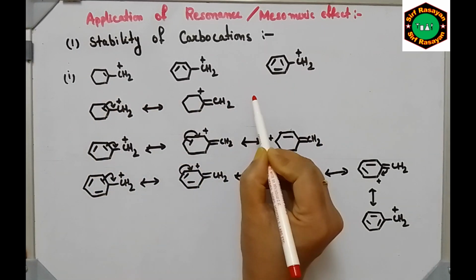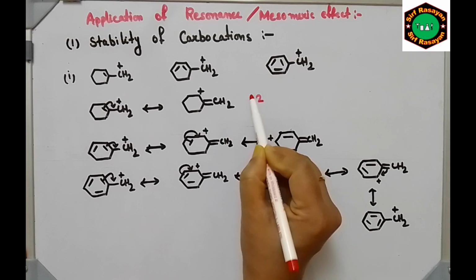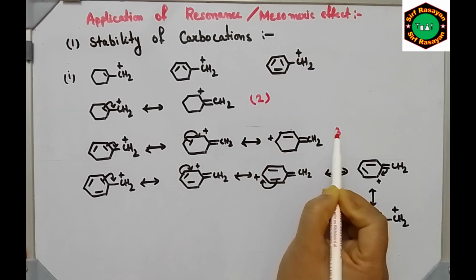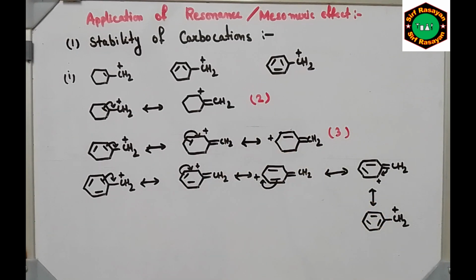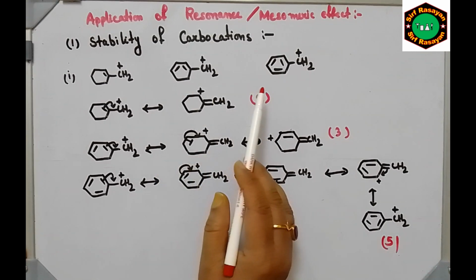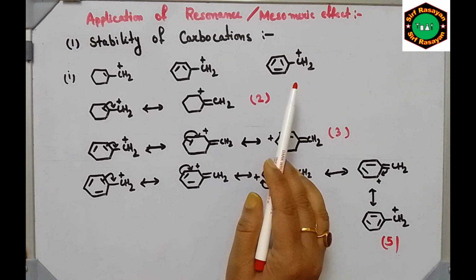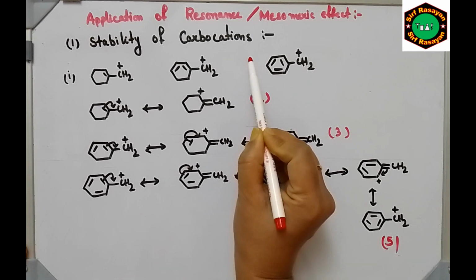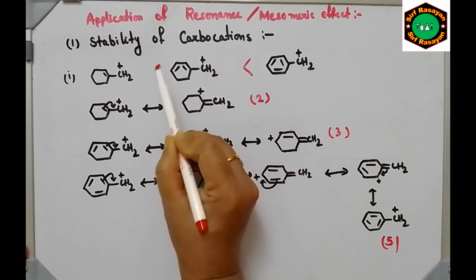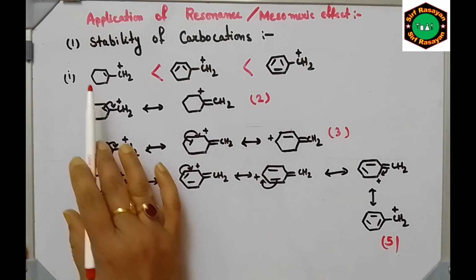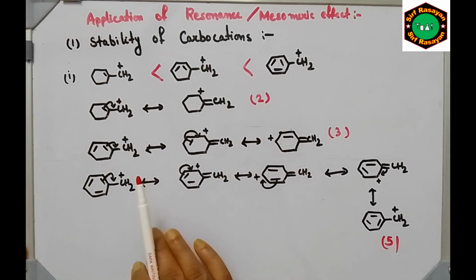Here you can see the number of resonating structures are 2, here 3 and here 5. So the more the number of resonating structures, the more is the stability of the carbocation. So this one is more stable, then this one, then this one. So this is the increasing order of stability.